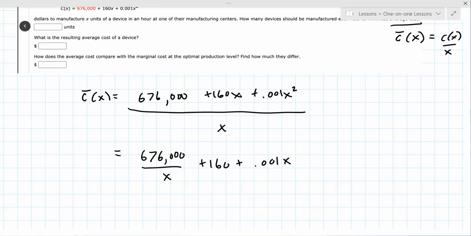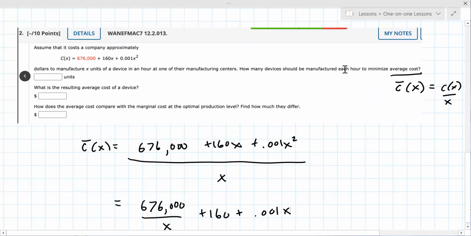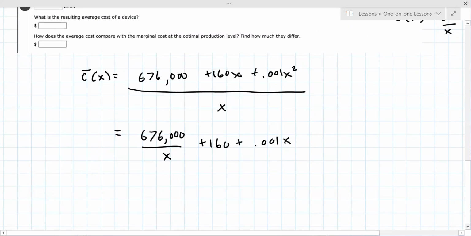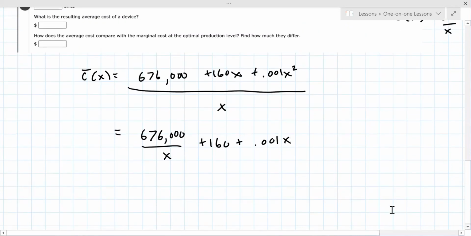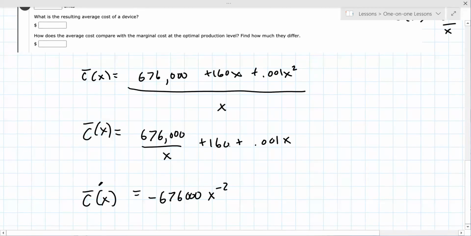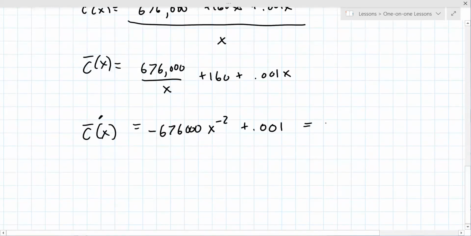Then you have to take a derivative because it says how many should be manufactured in order to minimize average cost. Whenever you minimize or maximize, you're taking the derivative and setting it equal to 0. So this is C bar of x. C bar of x prime, the derivative, is, now this is power rule, so this is really x to the minus 1 power. So it becomes minus 676,123 x to the minus 2. Derivative of this one is 0 plus 0.001. And you set this equal to 0.